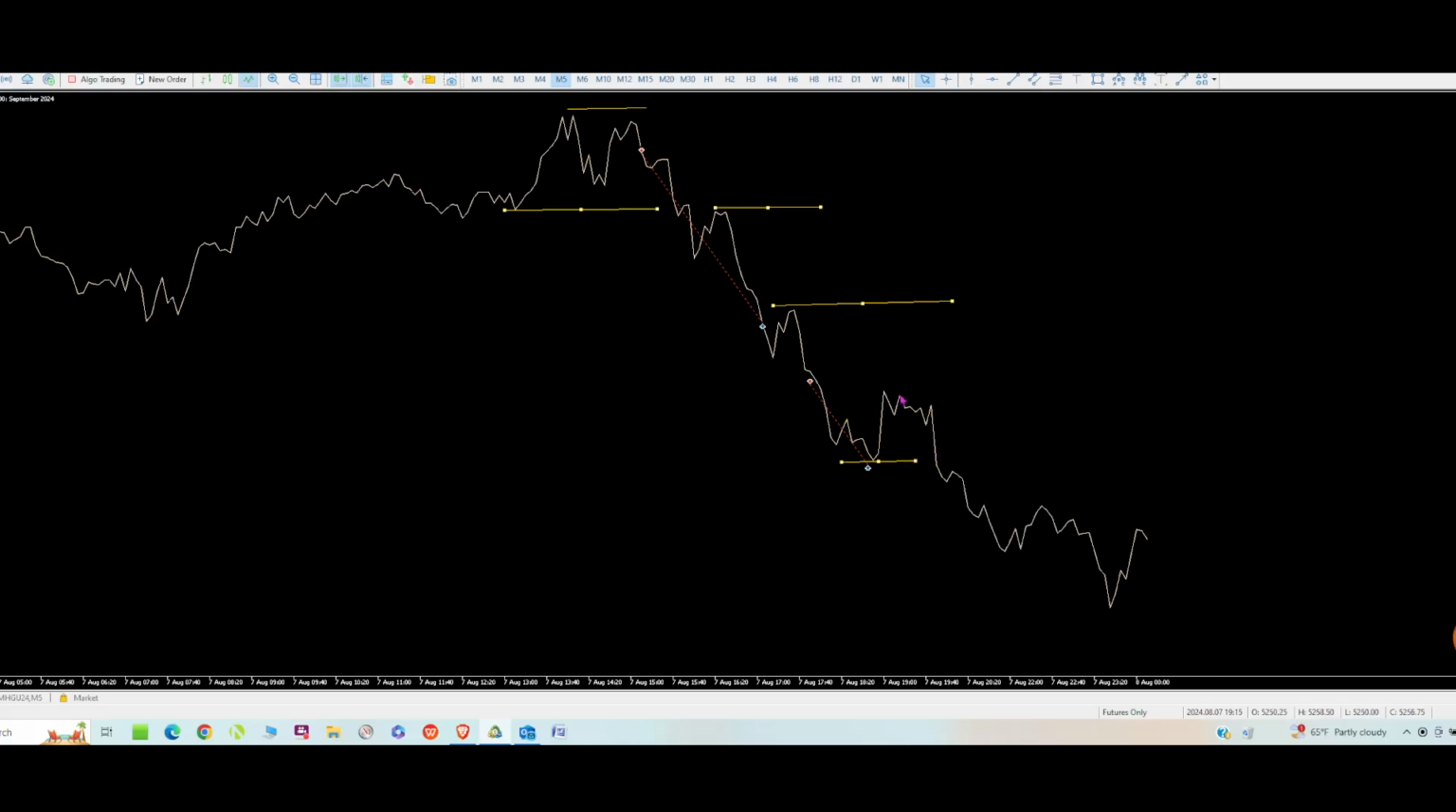And then you can just see that continued all the way down. Once this structure got put in down here, this becomes your swing low, this becomes your swing high, and so on and so forth.